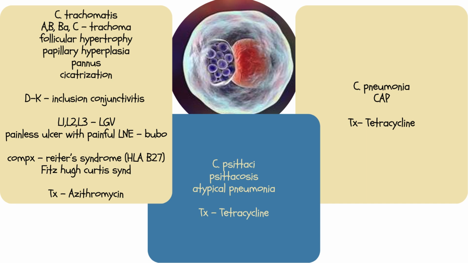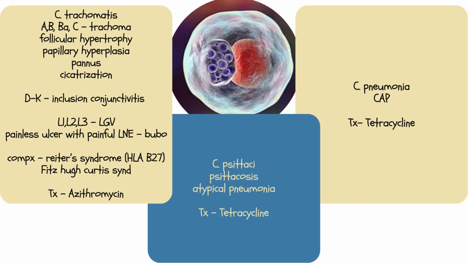But L1, L2, L3 cause LGV, which is lymphogranuloma venereum, a kind of STD, sexually transmitted infection. It causes painless ulcer with painful lymph node enlargement. In syphilis, we have painless ulcer with painless lymph node enlargement. Here we have painless ulcer with painful regional lymph nodes, and the lymph nodes are called buboes.